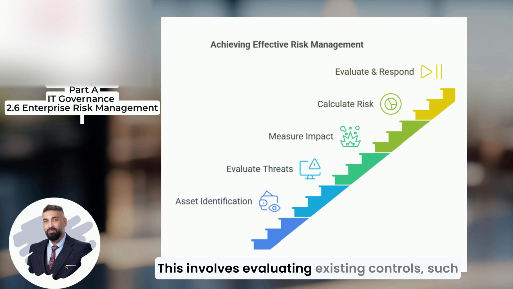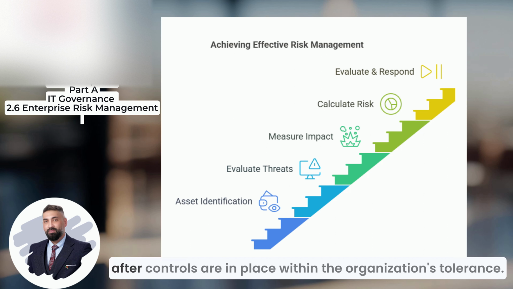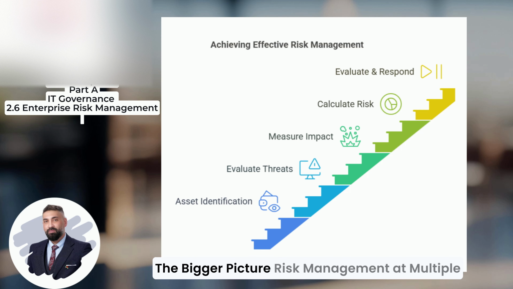This involves evaluating existing controls, such as firewalls, training programs, or backup systems, and determining if they are sufficient or need to be strengthened. If gaps are found, new measures may need to be implemented to bring residual risk, the leftover risk after controls are in place, within the organization's tolerance. The bigger picture: risk management at multiple levels.